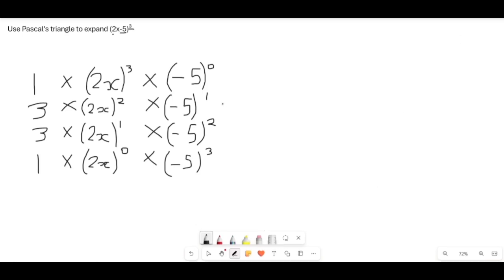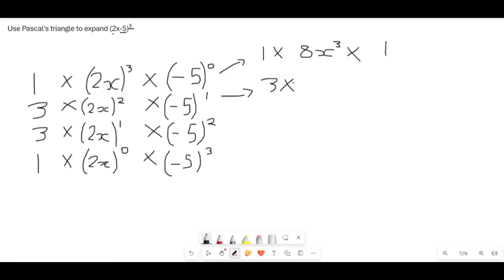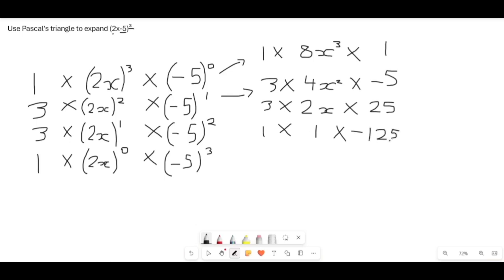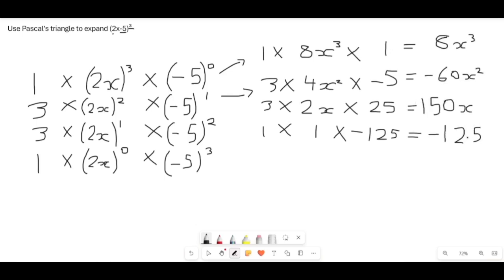Okay, with that little disclaimer out of the way, we're now going to turn this into something more understandable. And remember, this becomes 8x cubed because as well as cubing the x inside, you are cubing the 2, which gives 8. Now that we've got to this point, we can just multiply it out like we did last time. Now we're going to write it all out.